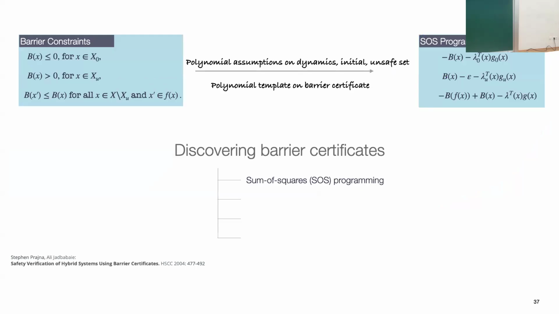Okay, how do we find these barrier certificates? Now, what we have seen, if you can find a barrier certificate, we have shown the system to be safe. It's exactly like testing. If you can find a bug, your system is unsafe. If you can find a barrier certificate, your system is safe. How do you find it?